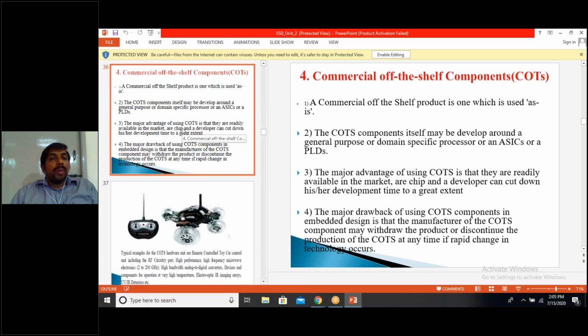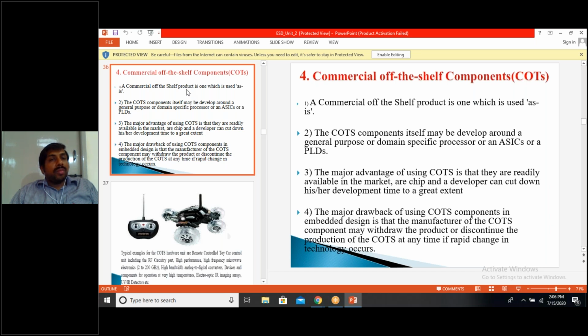So as we told, your embedded system has nothing but sensors, actuators, memory, system core, and some other peripheral devices. The system core is a general purpose processor, which can be a microprocessor, microcontroller, or DSP. Second, it can be an ASIC, application specific integrated circuit. Third, it is a PLD, programmable logic device. This PLD can be again CPLD or FPGA. And the fourth one is commercial off-the-shelf component.